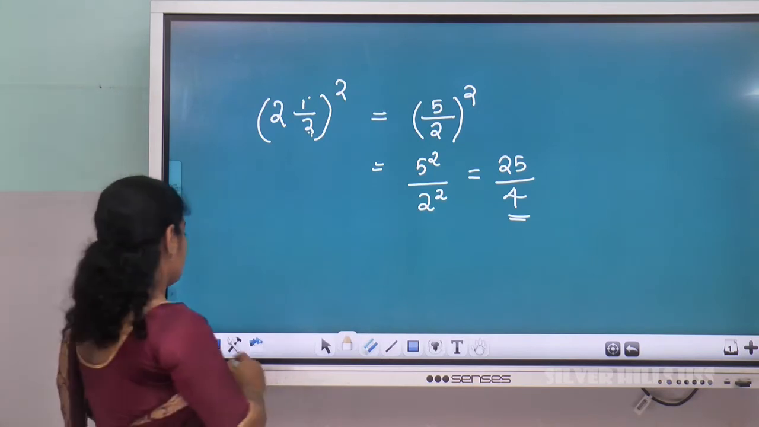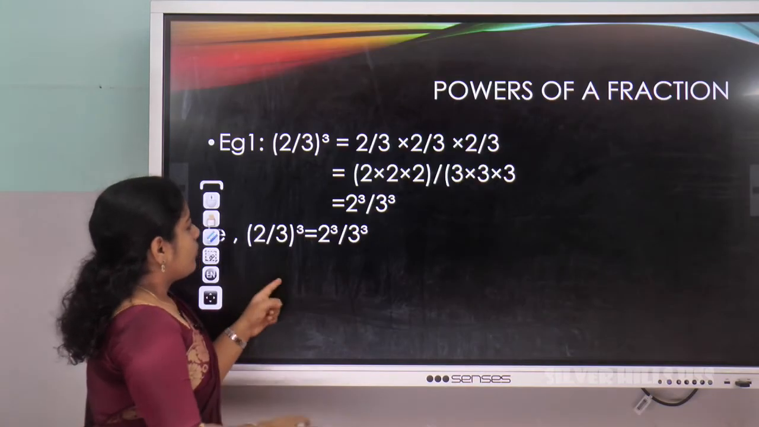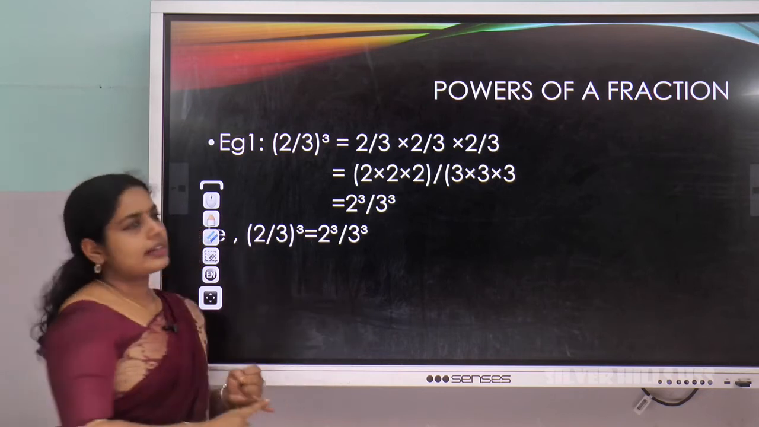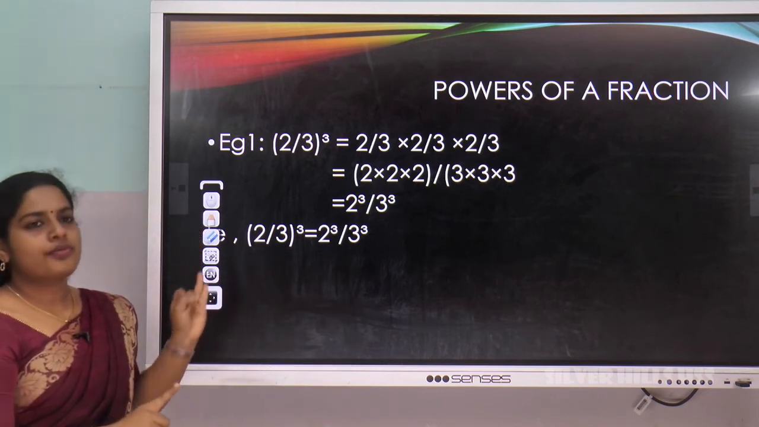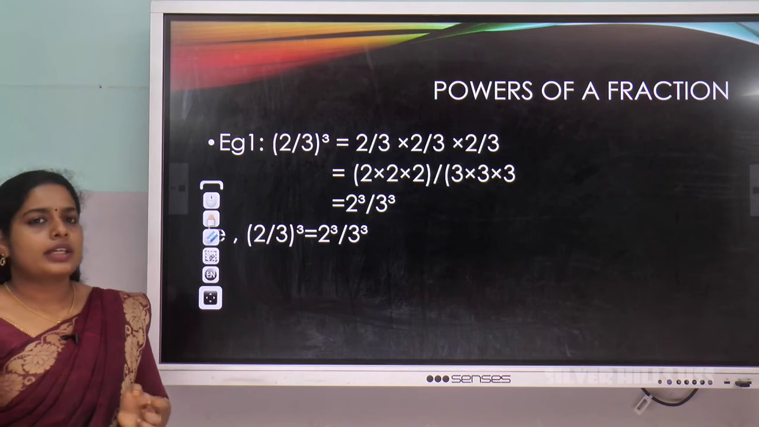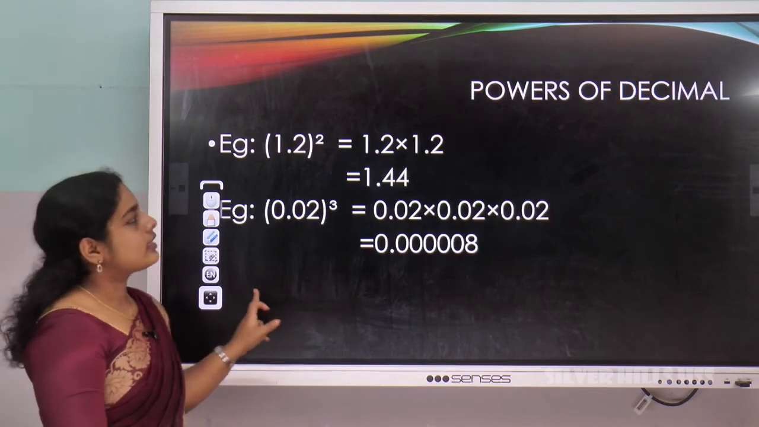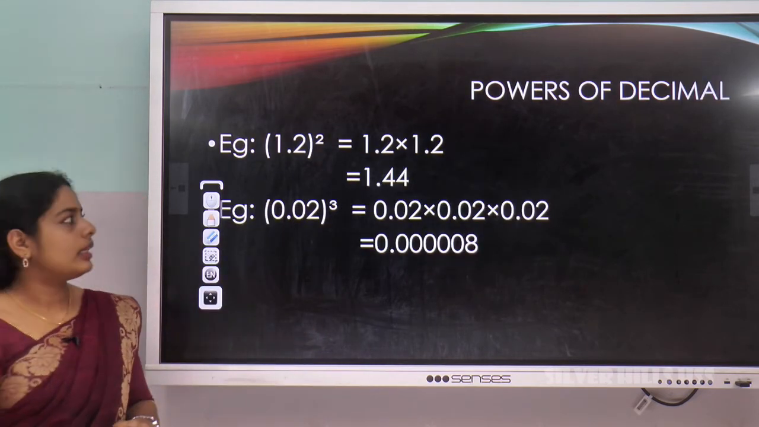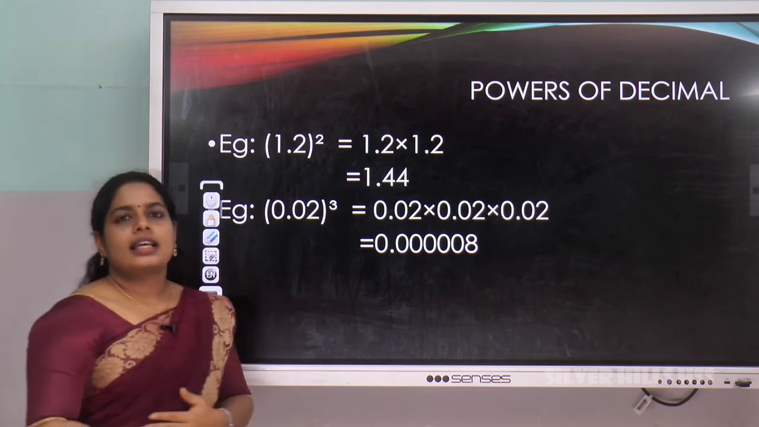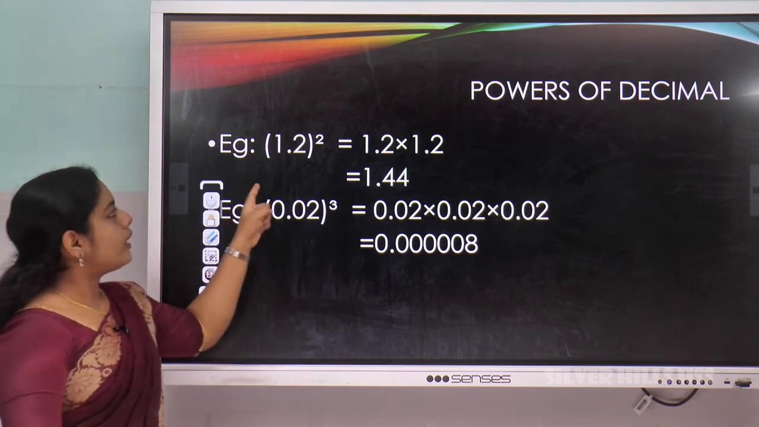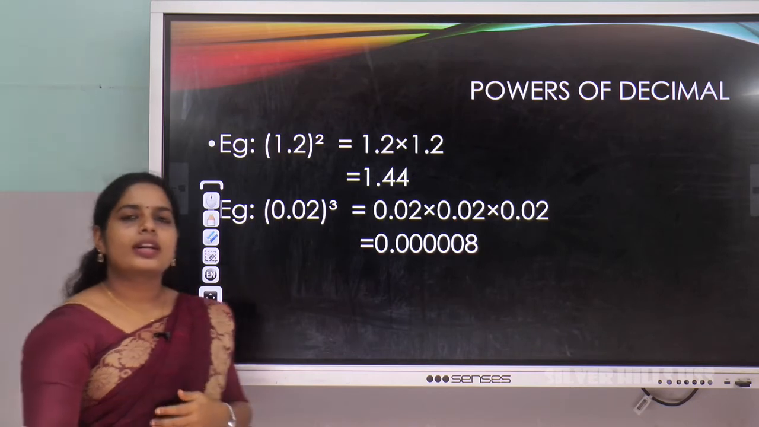Okay. So, we have covered factorization, then powers of fraction. Now, the last topic is powers of decimals. Okay, let's take again an example. 1.2, a decimal number, whole raised to 2.